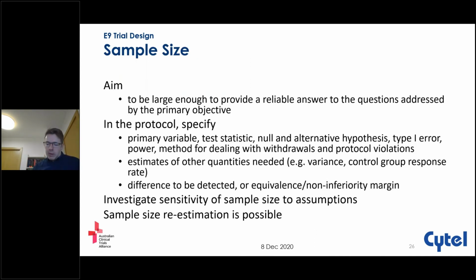A stats guidance wouldn't be right if it didn't talk about sample size. But it talks here about the aim of sample sizing and what to put in the protocol. Quite specifically, it says those things need to be in the protocol. In essence, what needs to be in the protocol is enough information for someone else to reproduce the sample size that you've come up with.